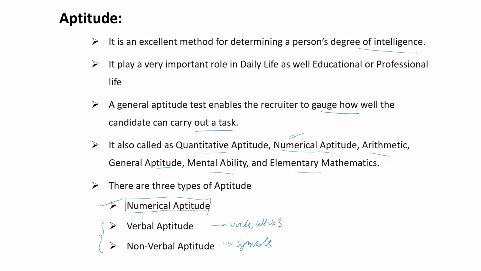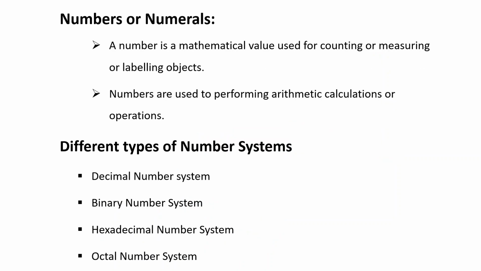Let us come to what numerical aptitude is. Mostly in numerical aptitude we deal with numbers, and a number has a specific mathematical value which is used for counting, measuring and labeling objects, and we can use arithmetic operations between numbers. For example, 2 plus 4 is equal to 6: you are doing the addition operation between 2 and 4, and you get the result 6.